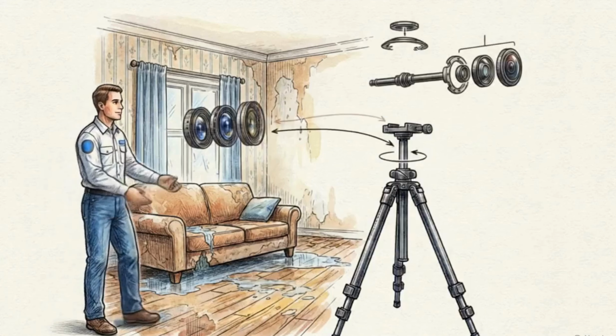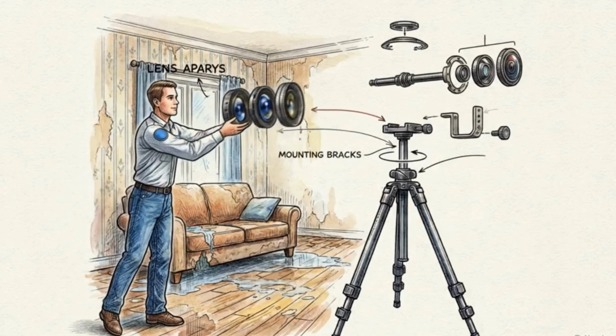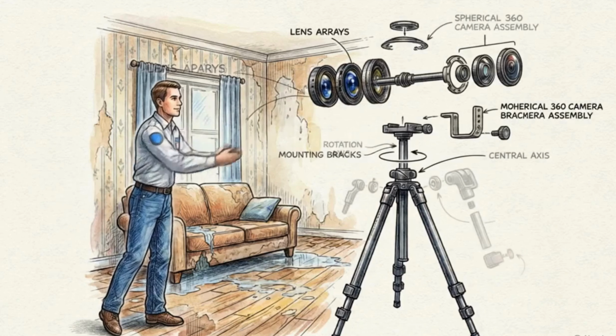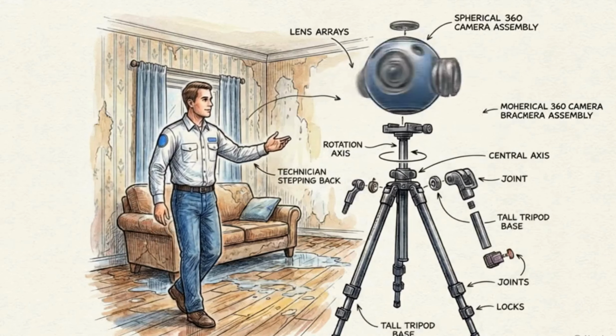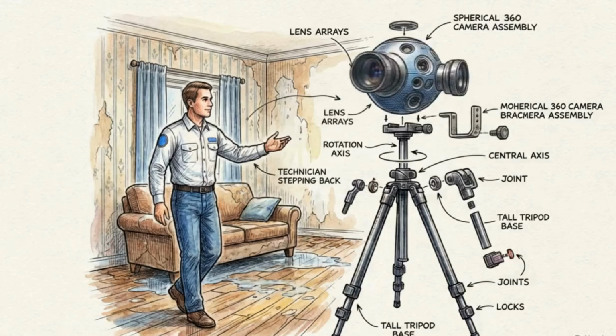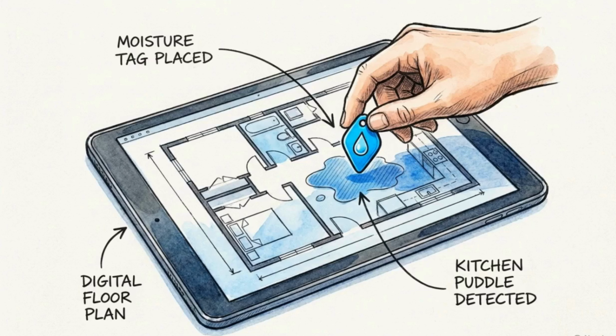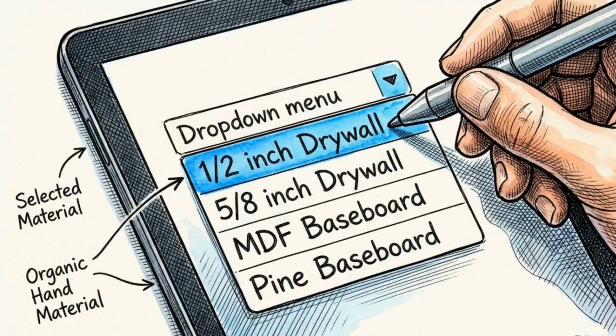Step 2 requires precise spatial documentation. Using a 360-degree camera paired with a floor plan app, technicians can sketch affected areas in minutes. As you sketch, you must digitally tag the exact moisture spread and note material dimensions directly in the app, separating half-inch drywall from 5/8, or MDF baseboards from finger joint pine.